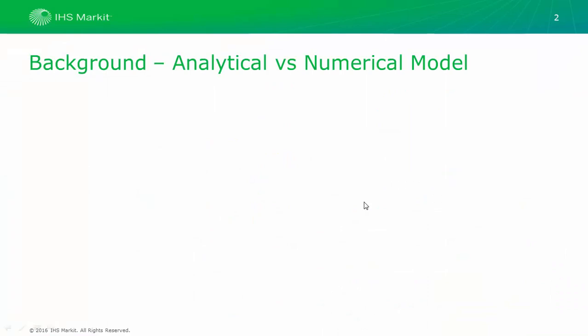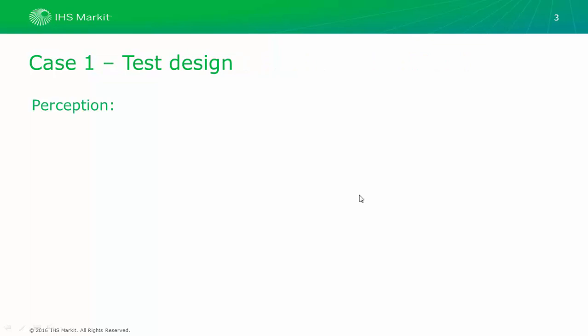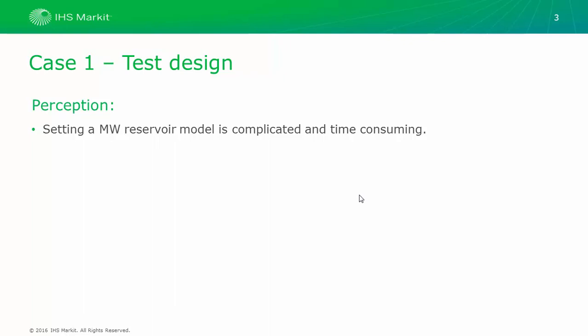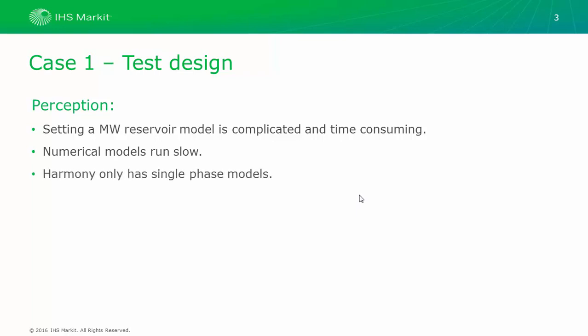Okay, so that's a little bit of background on the difference between an analytical and a numerical model. Let's look into our case studies now. So we're going to correct a few perceptions on the way through this example. One is that setting up a multi-well reservoir model is complicated and it takes a lot of time. Another perception is numerical models run slowly. Another perception is that from IHS Markit, we only have single phase models. Well, hopefully I've already partially proven to you that that's not accurate with what we just saw here. Let's jump into this case study.